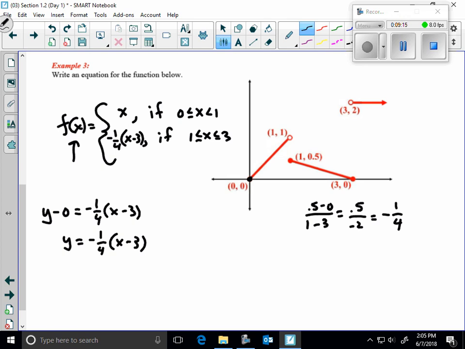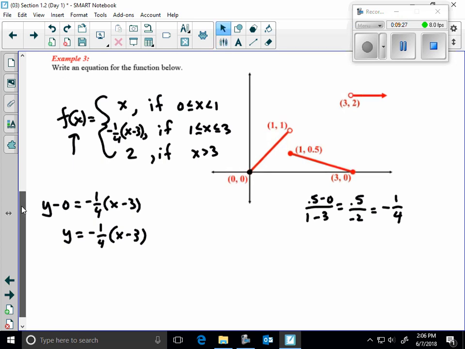Okay, and then the last piece is relatively easy, right? If x is greater than 3, what is it? Well, I'm sorry. Yeah, if x is greater than 3, what is the y value? The y value is always 2. So that'd be a piecewise representation of that function.